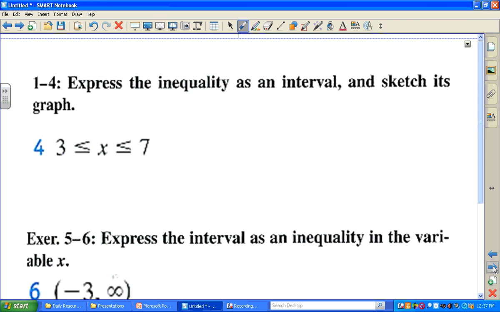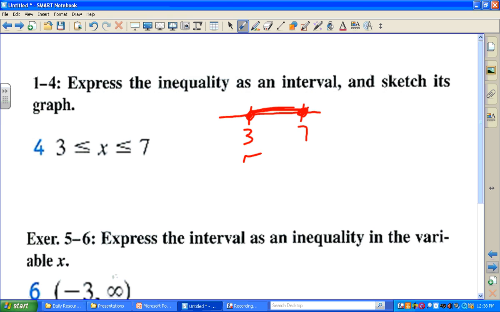Hopefully they'll come up here. So let's get started. Express the inequalities interval and sketch the graph. Well, what's that going to be, an interval? Question 4. What kind of interval is that? A good one. 3 to 7. Close, close. Yeah, so it's going to be a bracket 3 to 7, close. All right. Hey, if you can get that right, and we do, those questions, you can get it right.